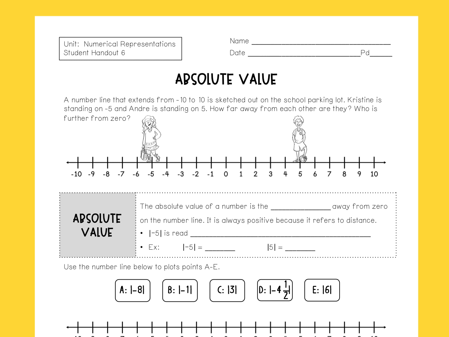So when we look at Christine, we know she's on -5. -5 is 5 places away from 0. 1, 2, 3, 4, 5. And 5 is 5 places away from 0. 1, 2, 3, 4, 5. So they are both standing 5 places away from 0.